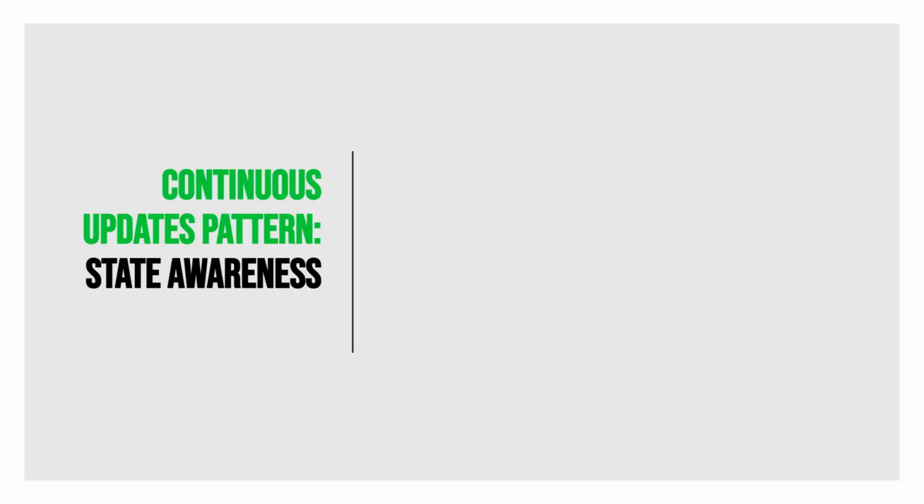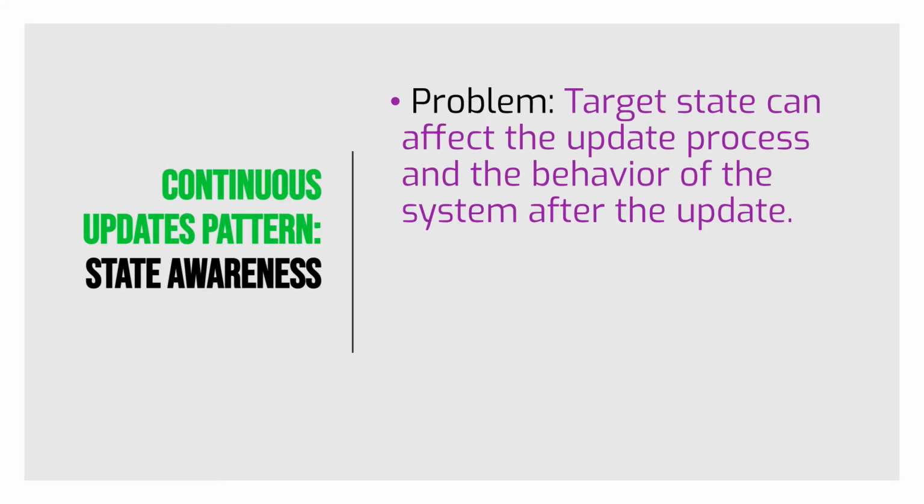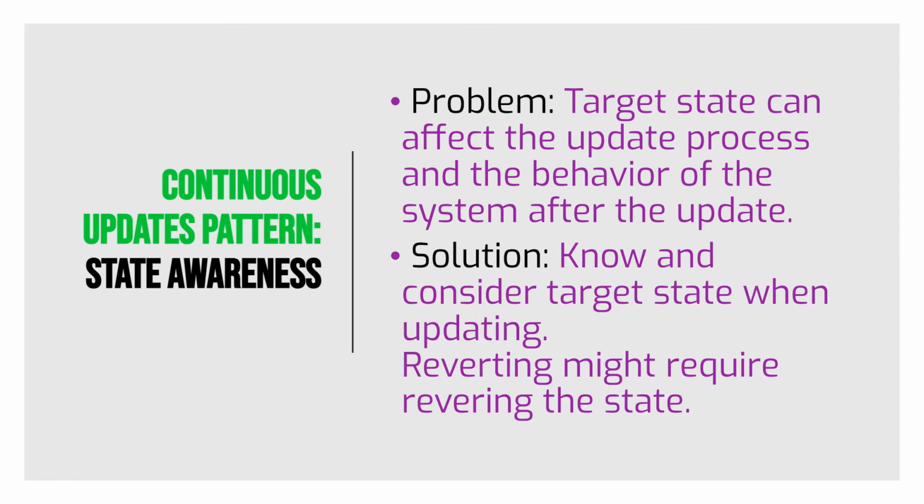Now let's talk a bit about state awareness. The problem is that the target state can affect the update process and the behavior of the system after the upgrade, right? It may be a good decision to use the old API, but always remember that you may have a side effect. You may have users that are using the old version, and reverting may require reverting the state. So again, consider the target state when updating.